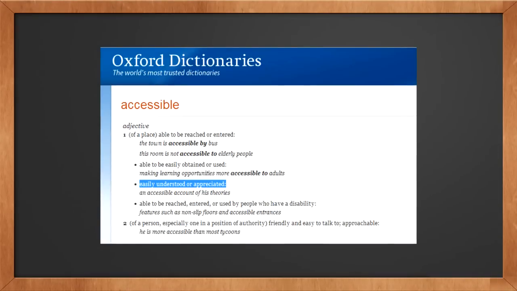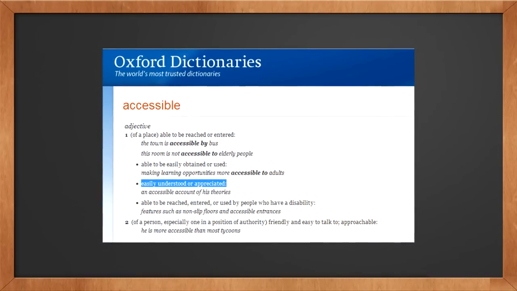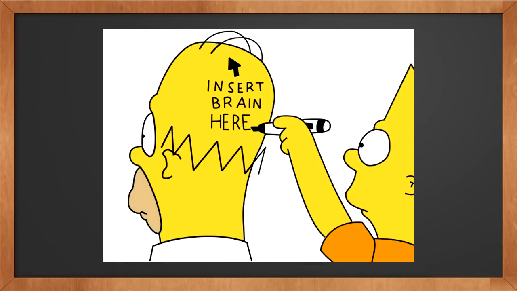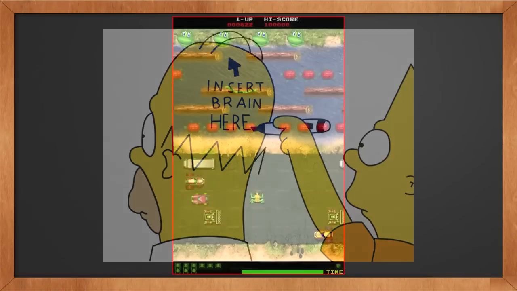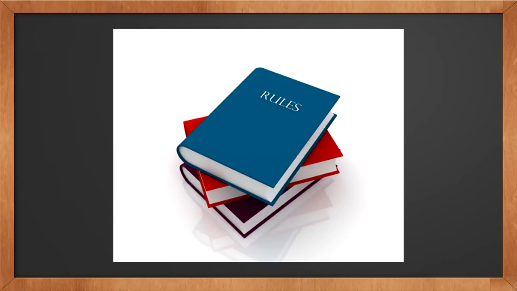First things first, what is accessibility in games? Well, Oxford defines the word accessible as easily understood or appreciated. Or in the words of Mike Laidlaw, leading designer for Dragon Age 2, decisions that make the game more welcoming. The term welcoming is not used in the sense of dumbing down the gameplay, but rather to make it easier to understand, such as being able to enjoy the game without having to consult your manual each time you need to look at the skill tree.